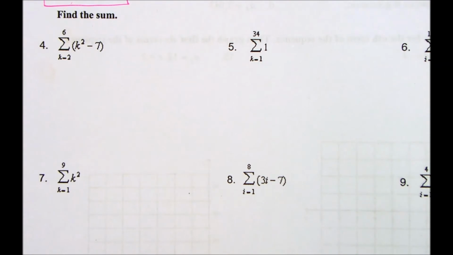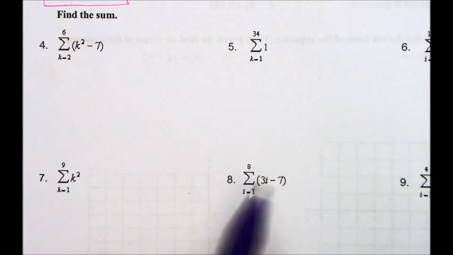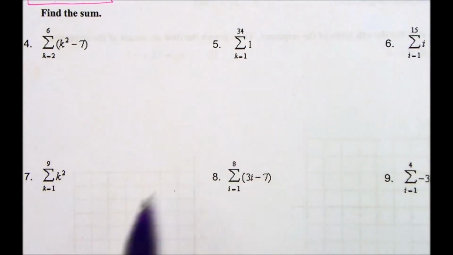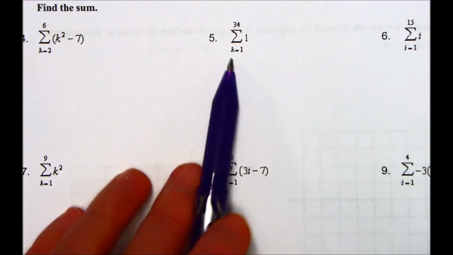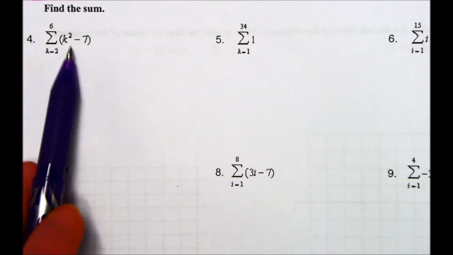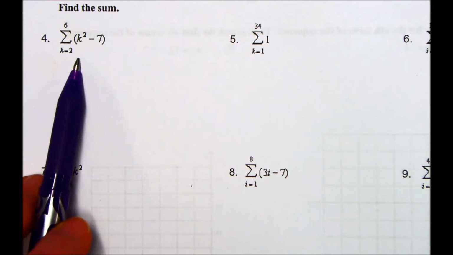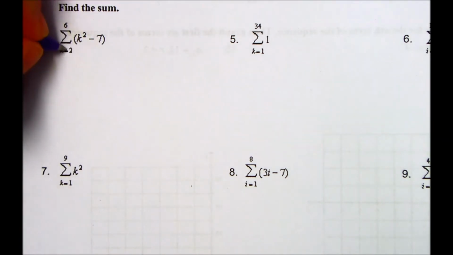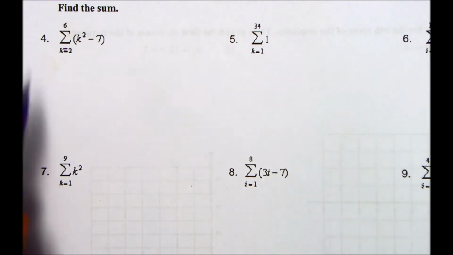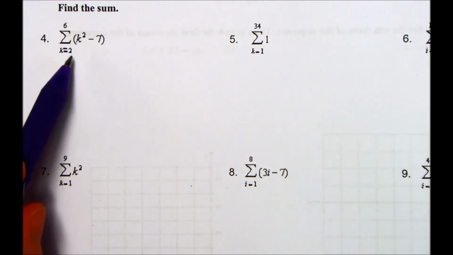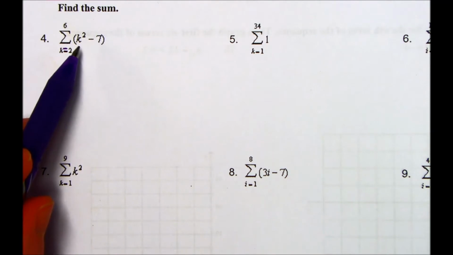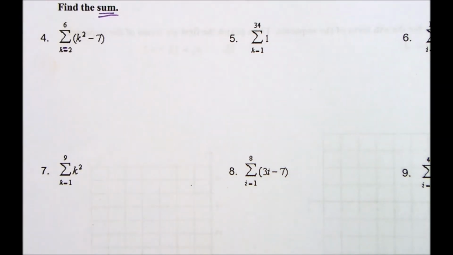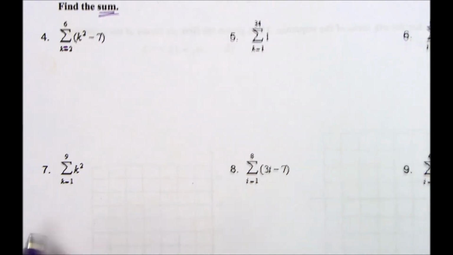Now 4 through 9, the directions just say find the sum. Well, you've been given some formulas. On the formula sheet, there is a formula for all of these sums, or all of these series, except for this one. So k equals 2 through 6. You're going to be substituting 2 through 6 in for k, but you're finding the sum. So it's very similar to numbers 1 and 2. The difference is that you're going to now be adding these numbers together.